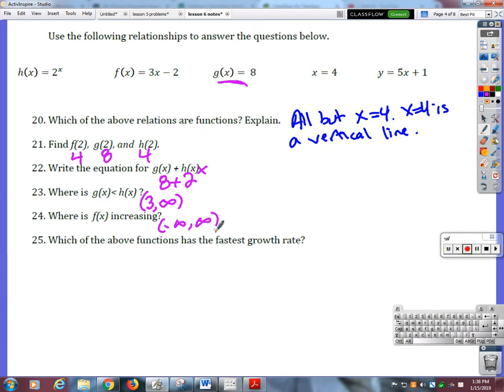All right, 25. Which of the above functions has the fastest growth rate? F of x is going up by 3 each time. Okay, so that one's going up by 5. Yep, so that's definitely faster than 3. What about h of x? What's that doing every time? Yeah, it's a power function, so it's doubling every time. So that's going to be the fastest one.